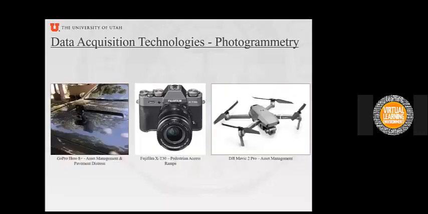For photogrammetry, on this left side here, you see a GoPro Hero 8 Plus mounted to the front of the vehicle, and this is what we used for our mobile highway asset management. We have a Fujifilm X-T30, which is a mirrorless camera with a 28 megapixel sensor, so it gathers a lot of data, and we use that for the pedestrian access ramps. And we also used a DJI Mavic 2 Pro drone for photogrammetry.